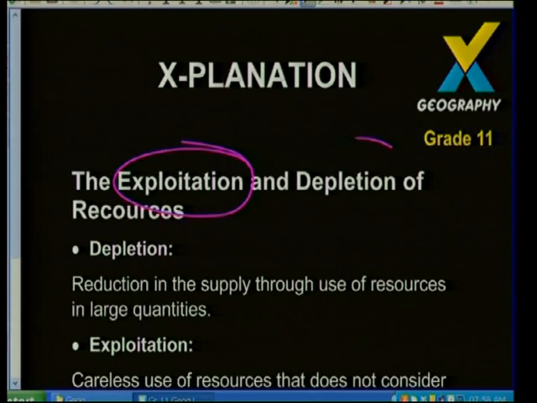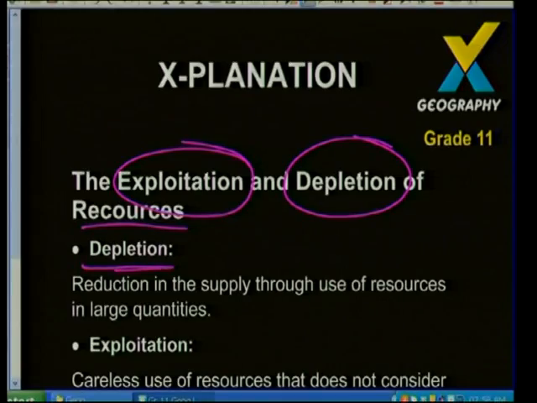We will now deal with the exploitation as well as depletion of resources. So, what have we done? We have looked at resources, and in particular, we have looked at the specific type of resources that involves extraction of raw materials. Example, the minerals within the Earth's surface. In South Africa, we've looked at the definition of a resource as well as its impact on economic development. Now we will look at the exploitation as well as depletion of these resources.